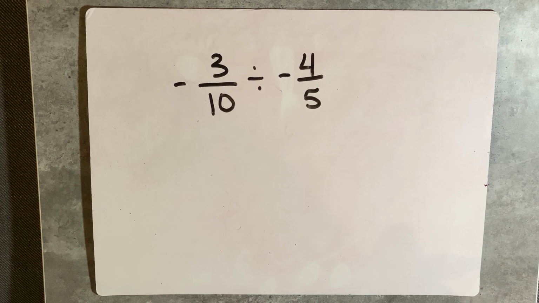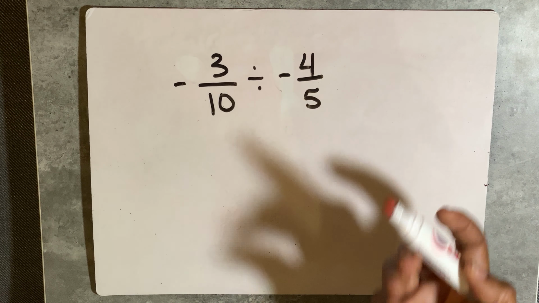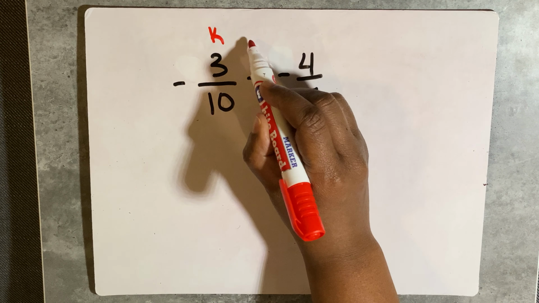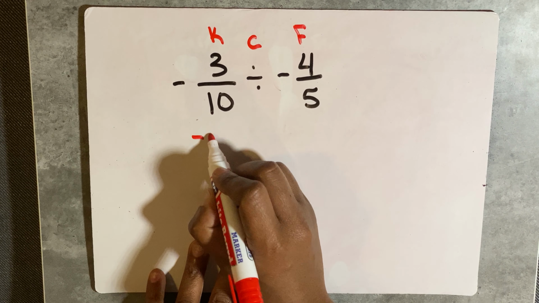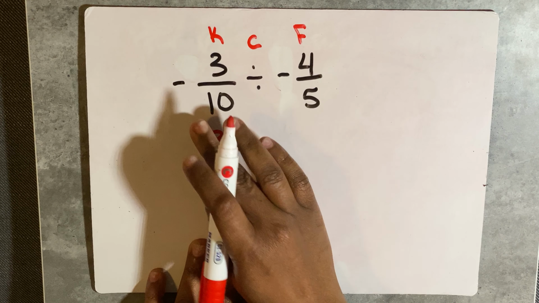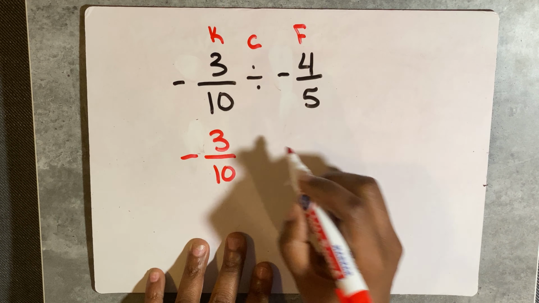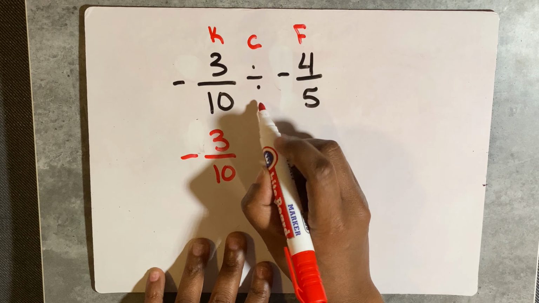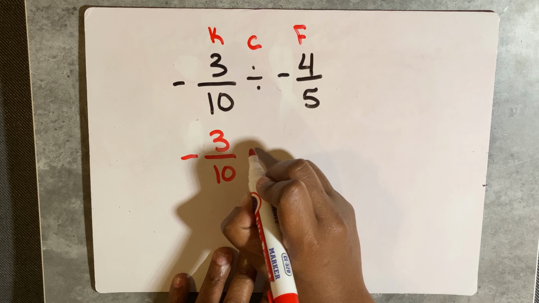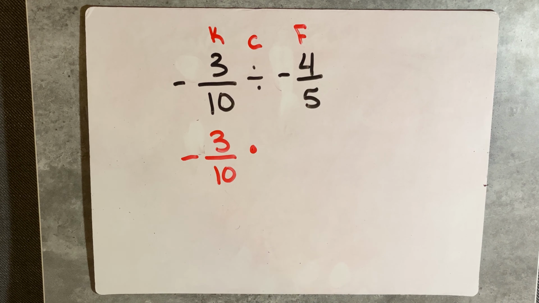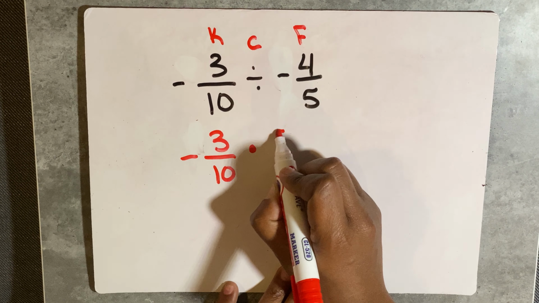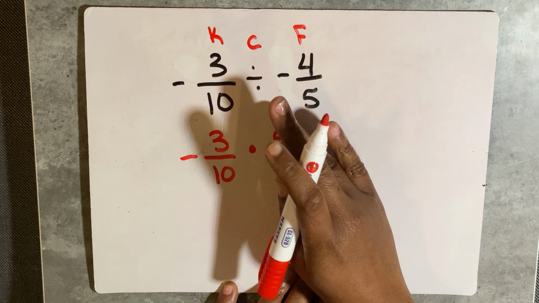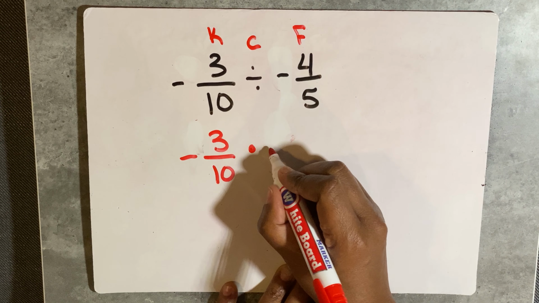What do we need to do? And I can hear some of your lovely voices saying, Miss T, I know you got to keep, change, flip. Yes. Keep, change, and flip. I want to keep my first number the same. I'm going to change my division, my operation, to its opposite, which is to multiply. And I'm going to flip my numerator and my denominator. Not before putting that negative in there.